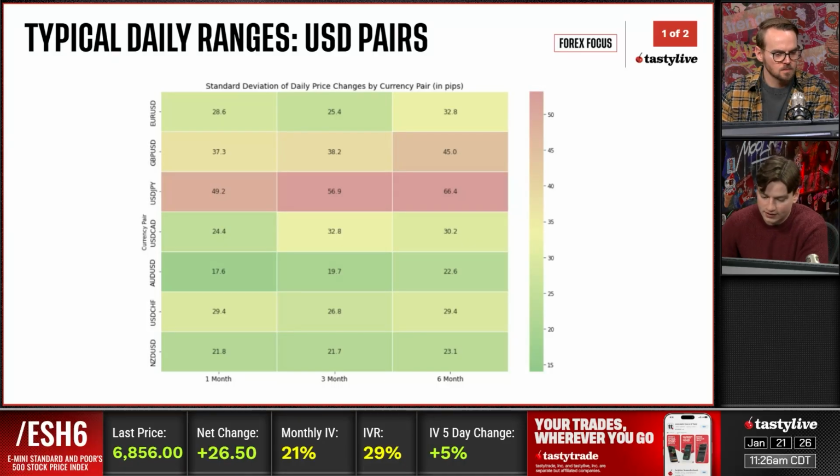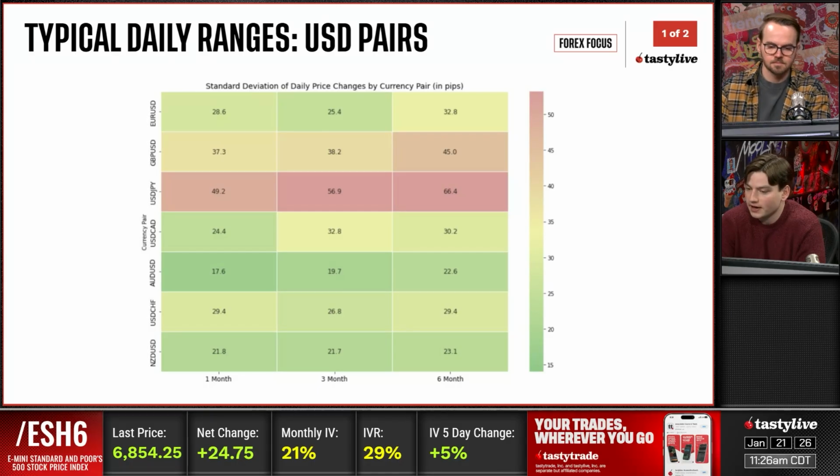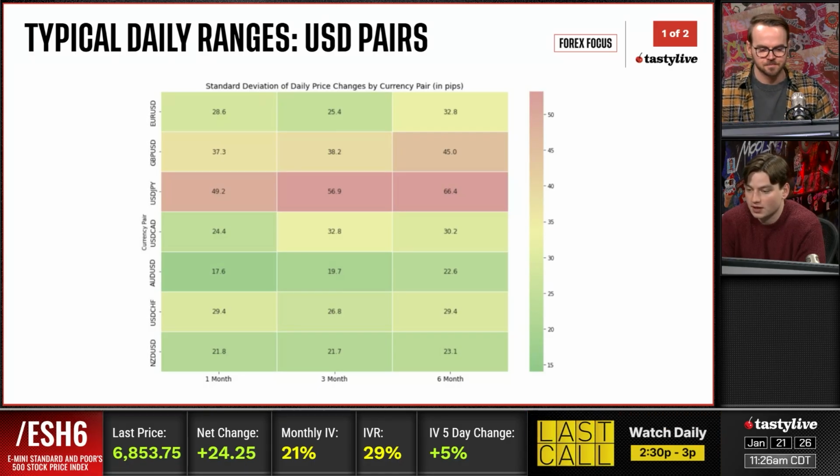Other than that, across the board, we're seeing the US dollar, Japanese yen being under 50 pips. We talked about it, right? The volatility coming in there. That's, I think, the first time I've seen it under 50 pips in 3 years when I've run these, which is pretty surprising.